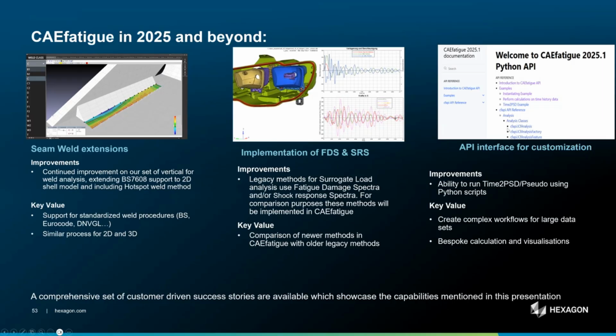We're creating an API for you to be able to run your own methods if you want to. And we're looking into composite fatigue with Digimat, much like you saw for short fiber reinforced plastic, but we're going to do it also for continuous fiber. So we are very excited about the progress and what we are delivering.